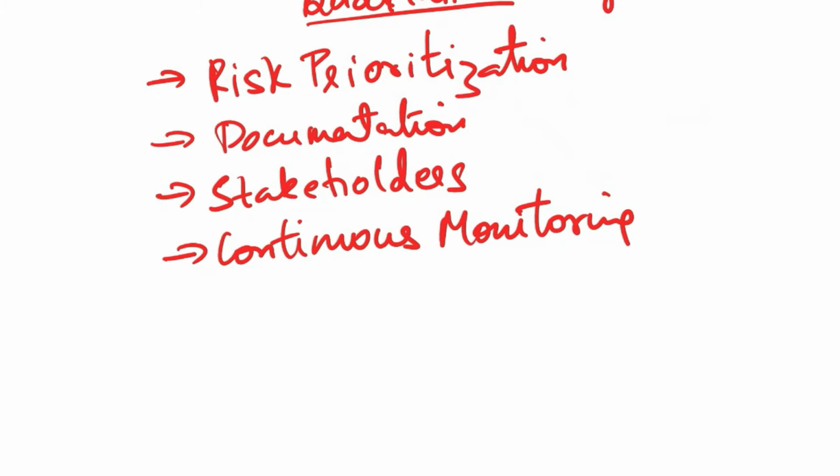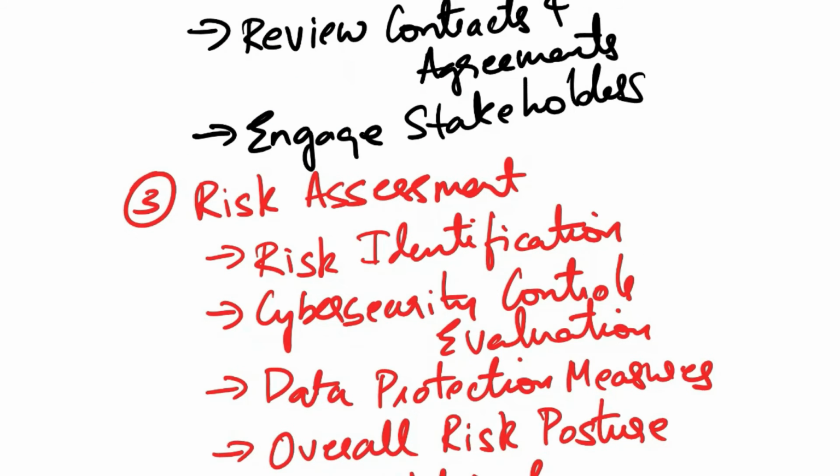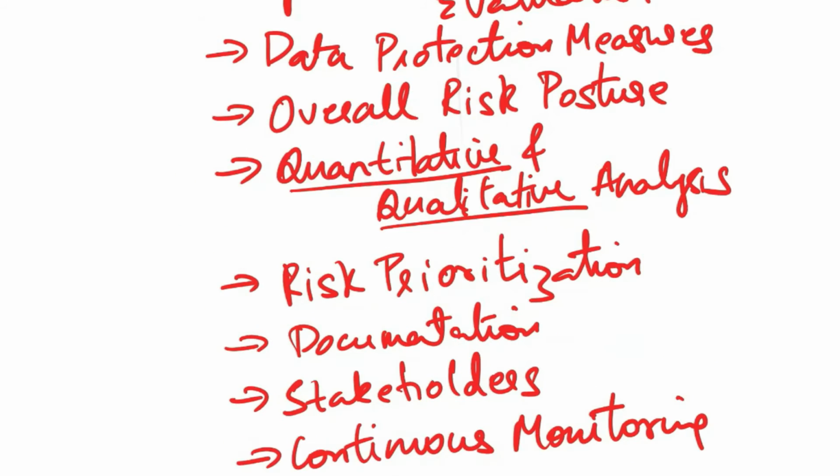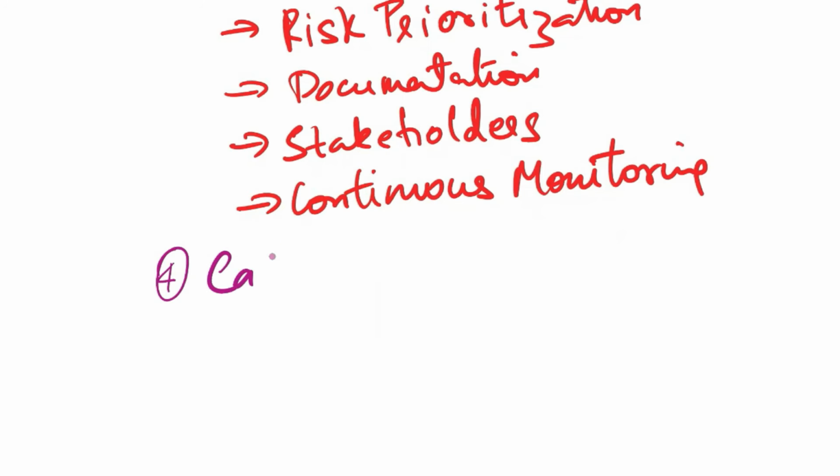Next, continuous monitoring consideration. Consider the need for continuous monitoring of third party risks, especially for high risk vendors or in dynamic business environments where risks may evolve. So, in this step, the focus is on evaluating and understanding the risks associated with each third party. The goal is to identify, prioritize, and document risks to make informed decisions about risk mitigation and management strategies. After risk assessment, the next step is categorizing third parties.